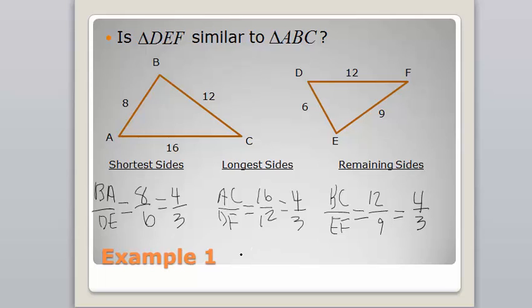Therefore, we'll say triangle DEF is similar to triangle ABC. I just was making sure of the order. We have to be super careful about that. We conserve the order here. So triangle DEF is similar to triangle ABC, and we say that by SSS similarity.